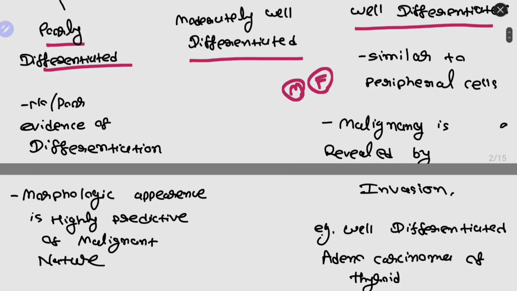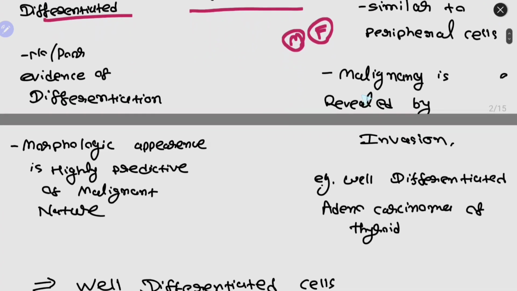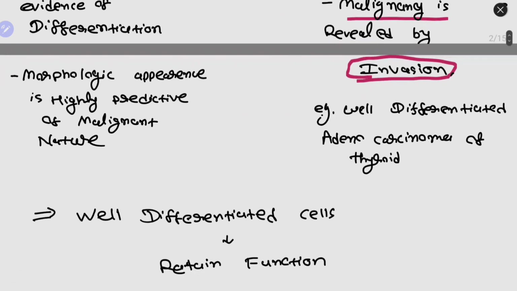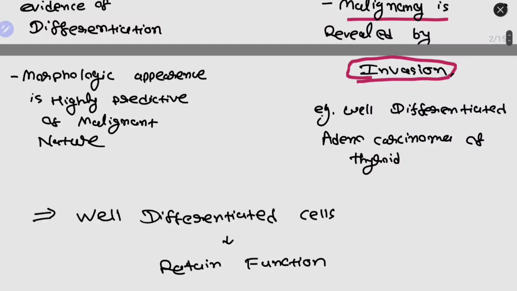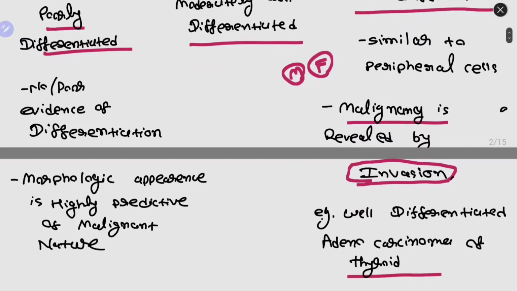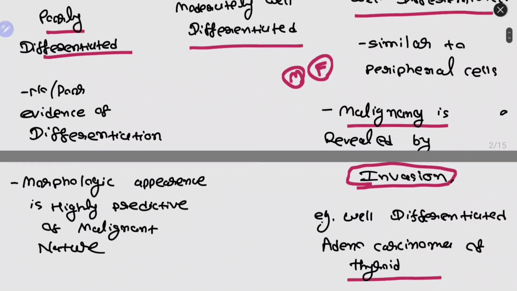So how would we know whether it is a malignant or benign tumor? Their malignancy is revealed by invasion. If the tumor invades, it could be malignant. Okay guys, let's go to an example. An example is well differentiated adenocarcinoma of the thyroid. Its follicles are exactly similar to normal thyroid follicles. On the other side are poorly differentiated malignant tumors.